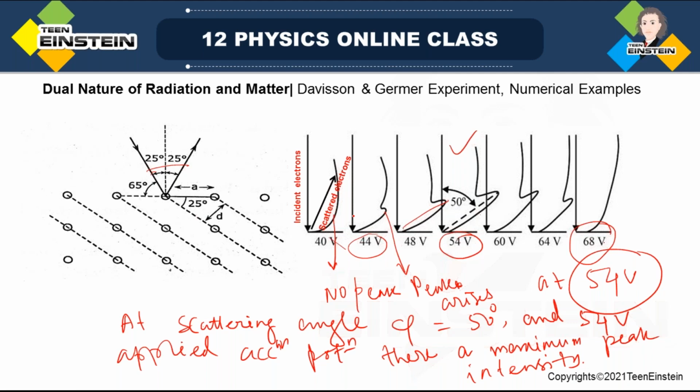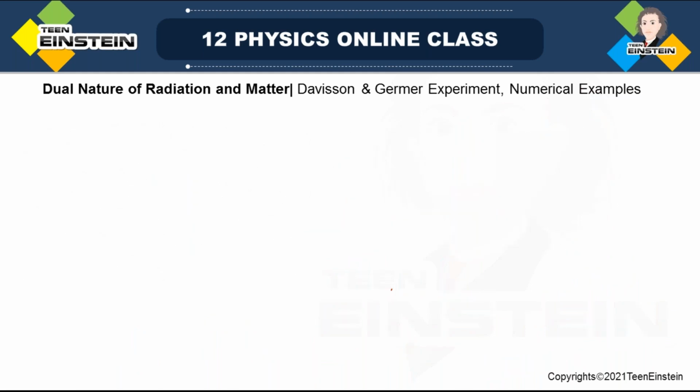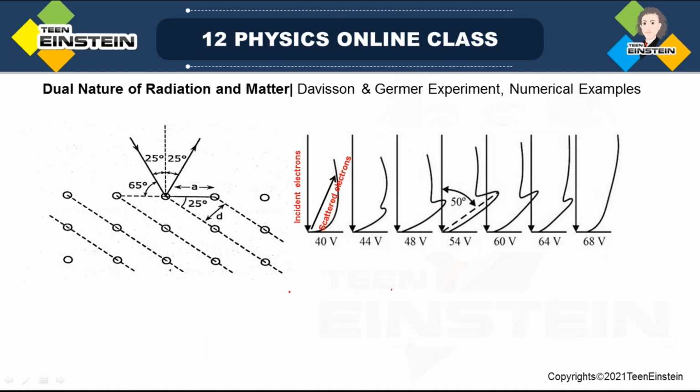So you might be thinking that, that means the electron is behaving as a wave, and at this particular accelerating potential, 44 volt, the de Broglie wavelength is becoming suitable for exhibiting maximum diffraction.